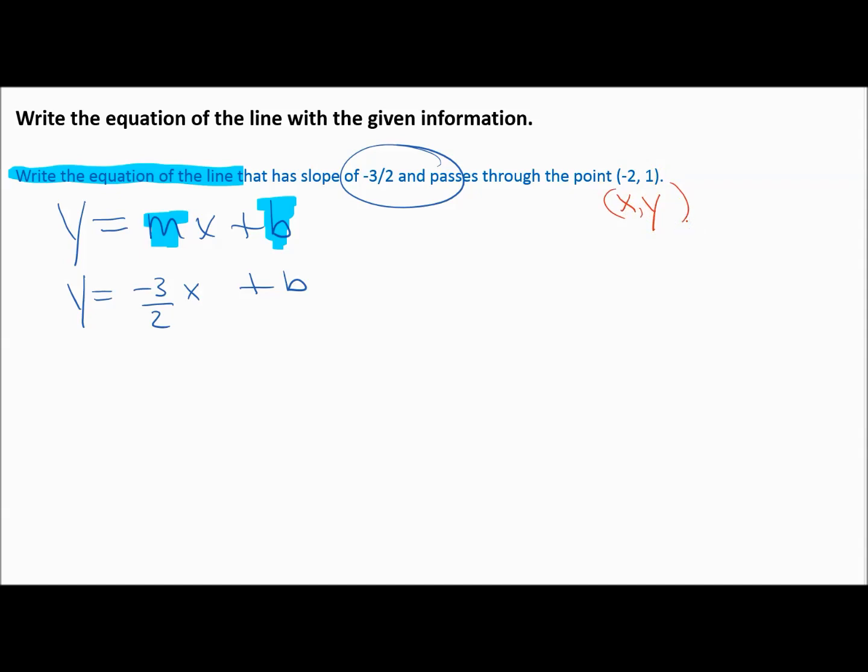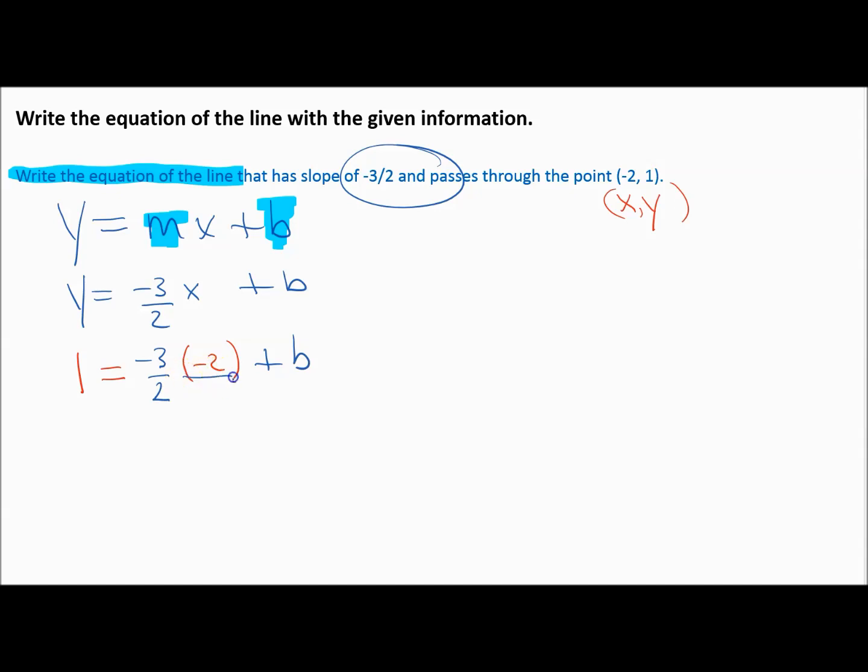I'm going to plug in y is 1 equals, and then I still have my negative 3/2, and then x is negative 2, and then I've got plus b. Okay, so I used my point, my xy value, to plug in for y and x. Now once everything is substituted in and the only variable you have remaining is b, you can do the math to solve for b. Alright, so that's what I want to do now.